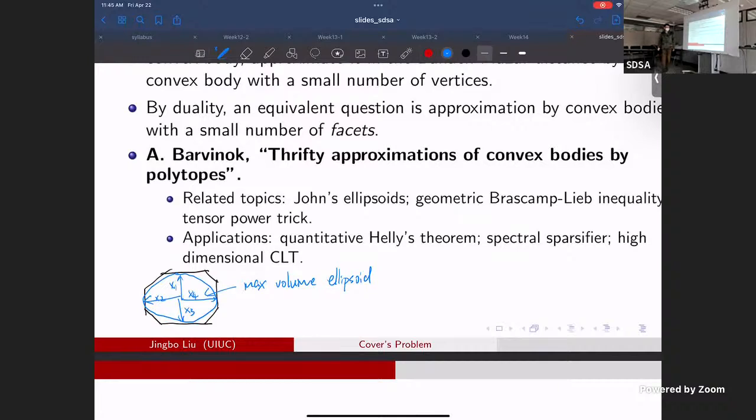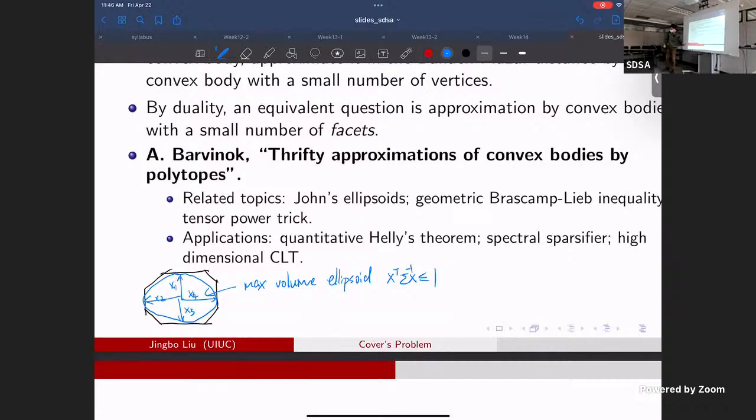So suppose that the maximum volume ellipsoid is given by this formula, x transpose times sigma times x is smaller than one. You can represent any centered ellipsoid using this formula, right? Because essentially the eigenvectors of this positive semi-definite matrix sigma are the principal directions of the ellipsoid, and the eigenvalues are the radius squared of the ellipsoid.